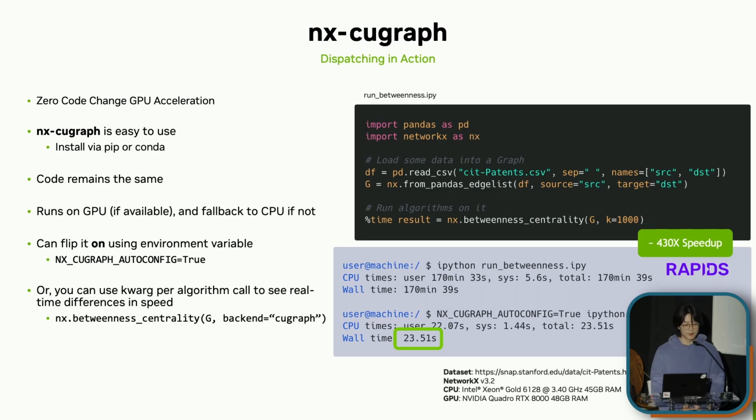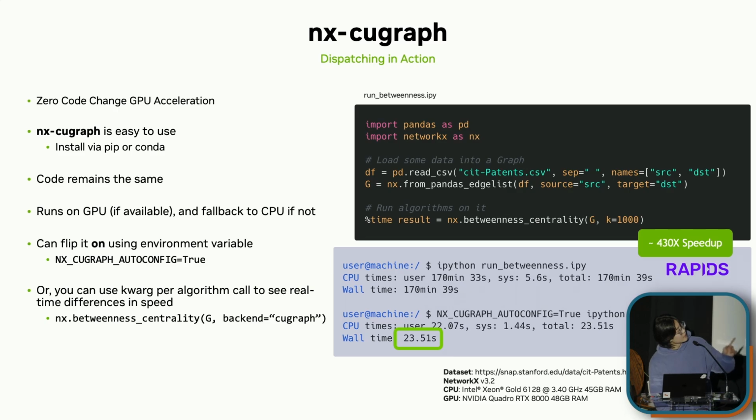So I'm going to introduce nx-cugraph. This is a NetworkX backend created by us at Nvidia RAPIDS, and it essentially allows us to use GPU hardware to speed up existing NetworkX code. There are other NetworkX backends that each specialize in doing something better maybe than the default implementation.